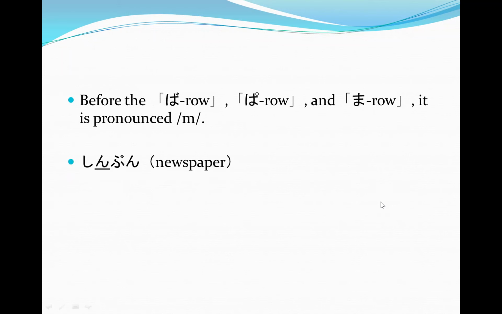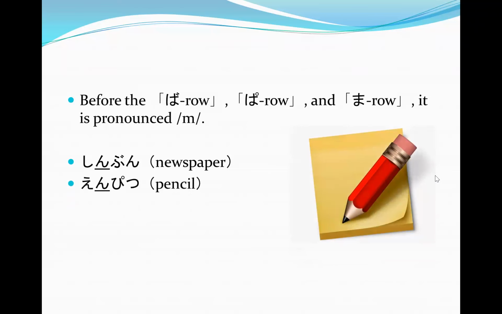Got that? All right. Now let's look at the examples. In Japanese, newspaper is called shimbun. Again, shimbun. As you notice, even though it is written with the letter "n", it is read as "m" because it appears before the bu, which is under the ba row. So instead of saying shinbun, we say shimbun. Again, slowly, shimbun, newspaper.